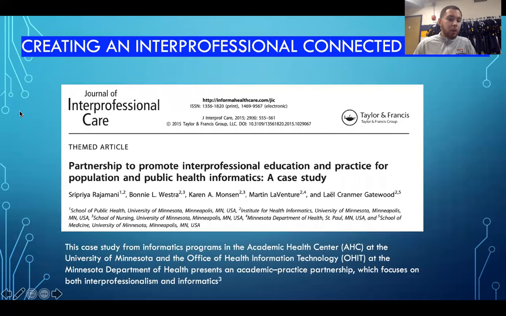So another article that I found was talking about partnership to promote interprofessional education and practice for population and public health informatics. It's another case study. And basically it's talking about creating an interprofessional connected network. So it's very important that we work together interprofessionally, not only from the IT side and the health informatics side, but also us as healthcare providers. So that way we can make sure that our records are up to date, they're able to be shared with the patient easily, and that they are using the most resources to be able to help us as tools for healthcare professionals to provide the best care and the best evidence-based practice.